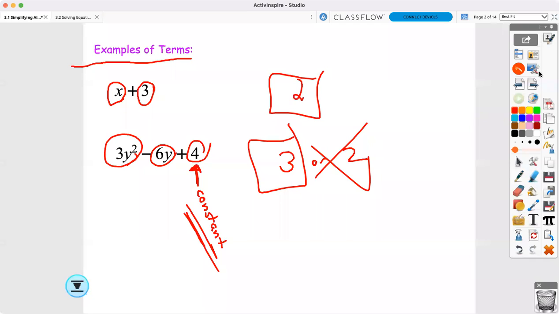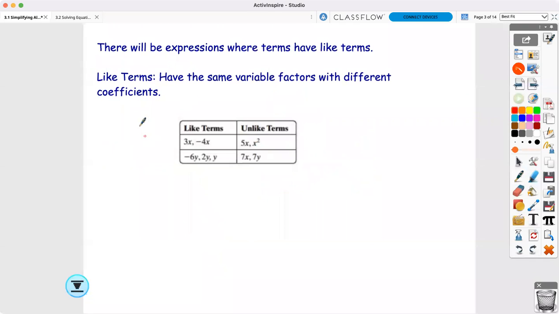So, all right, let's keep moving. There will be expressions where terms are like terms, right? Like terms have the same variable factors with different coefficients. So I'm gonna go ahead and give you guys 2 minutes to write this slide down.